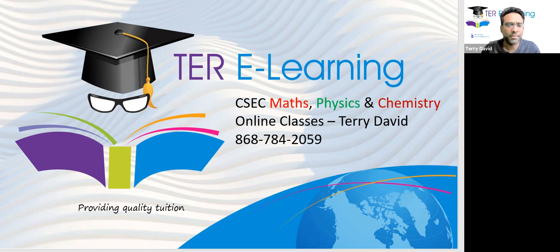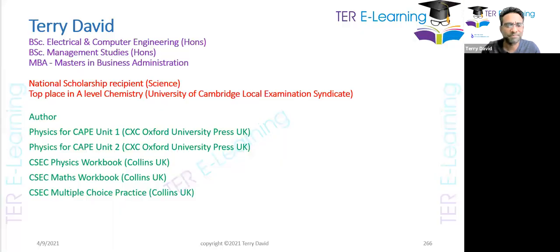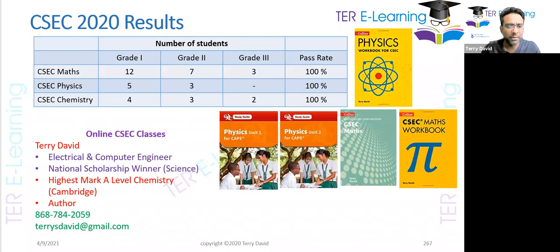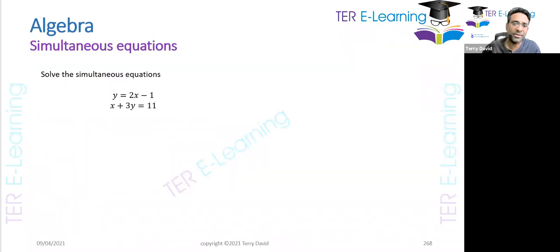Right. So what I'm gonna be looking at here is how to solve simultaneous equations using two different methods. Now, the two methods I'm going to look at here are substitution and elimination, right?